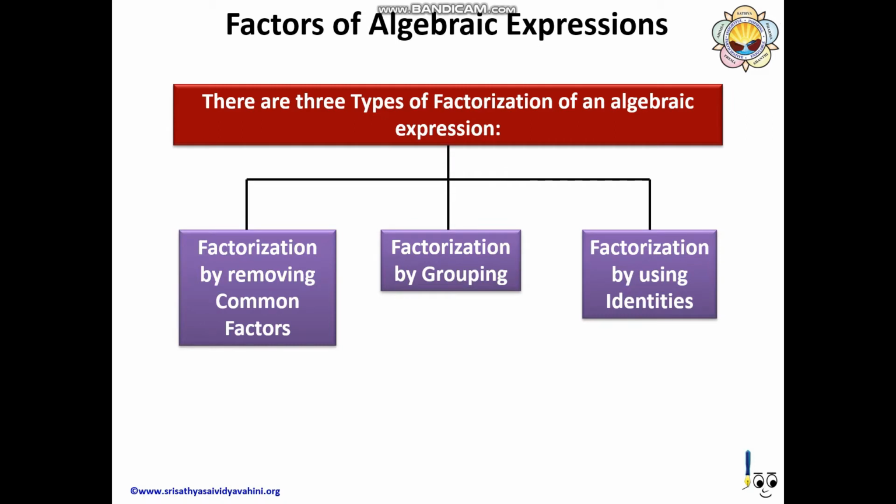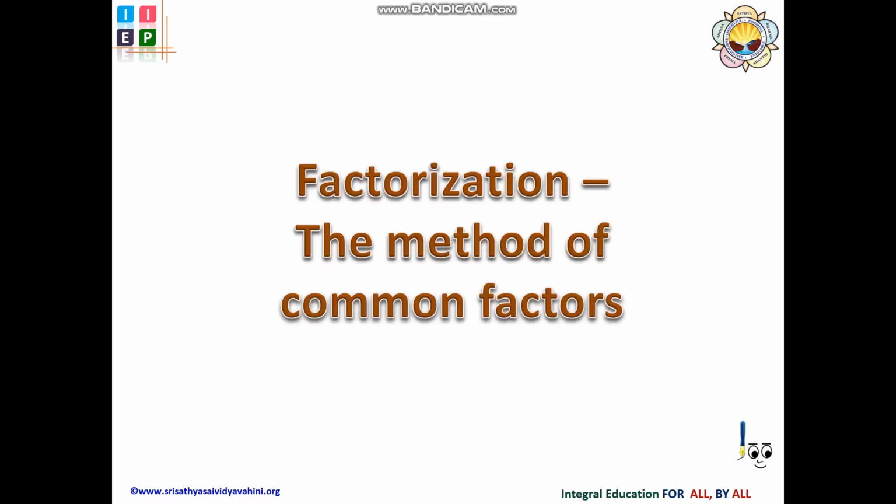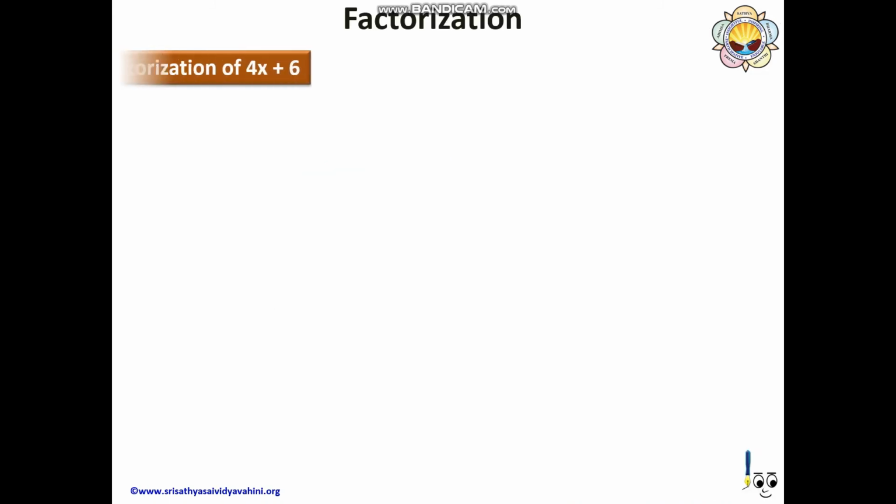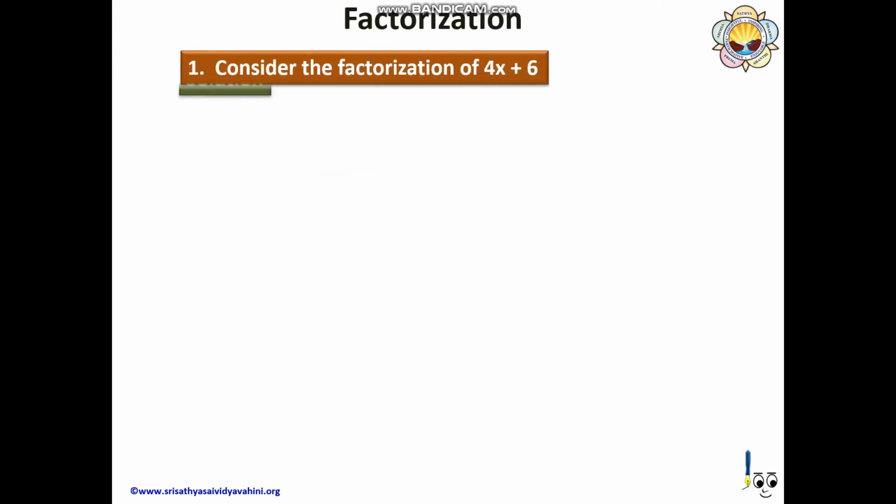So there are three types of factorization of algebraic expressions. The first one is factorization by removing common factor. The second one is factorization by grouping. The third one is factorization by using identity. So in this video we'll see the first two types of factorization. Okay. So first, factorization by the method of common factor. So what is a common factor? Now you consider this expression.